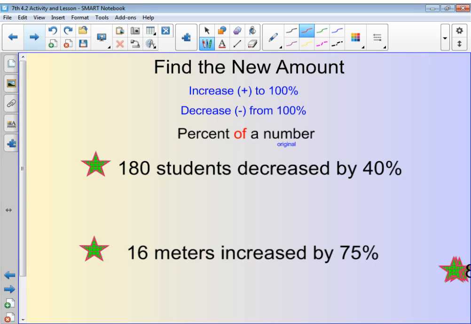Okay, so for this first one, decreased was 100 minus that. So you want to figure out 60% of 180, so 0.6 times 180. You should have gotten 108 students.